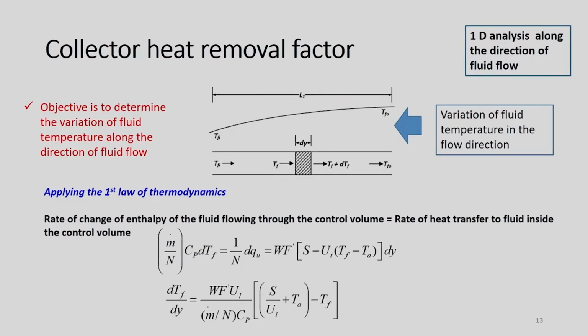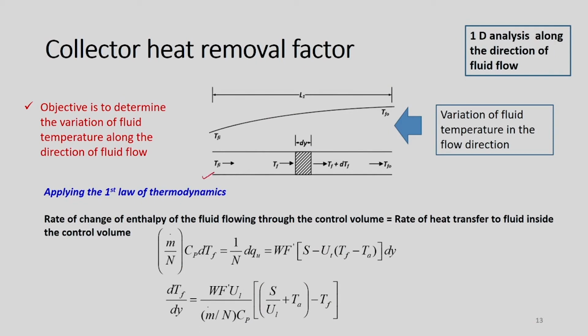So, in this case also, one dimensional analysis along the direction of the flow will be considered. The objective is to determine the variation of fluid temperature along the direction of fluid flow. As we have discussed, the temperature variation goes something like this. This is the inlet of the fluid and this TFO is the outlet temperature of the fluid. It varies something like this. At the outlet, of course, we will get the highest temperature. So, this is the variation of fluid temperature in the flow direction.